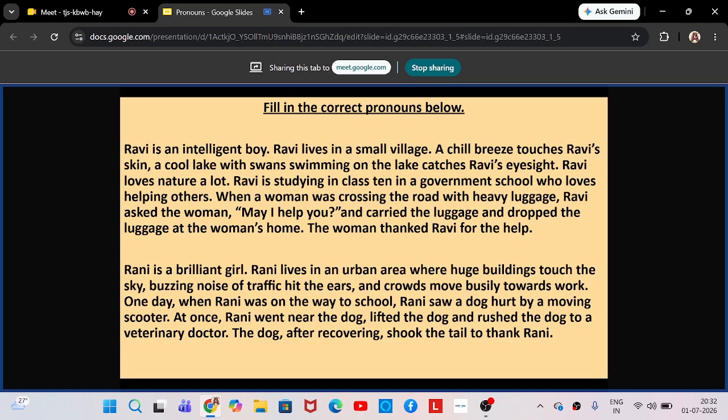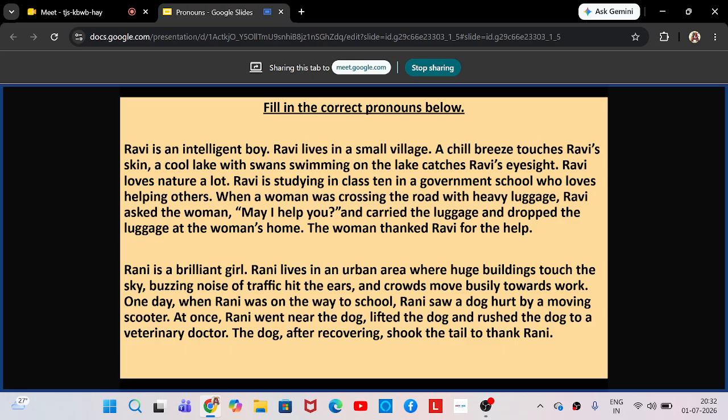And this is actually a simple worksheet where you have to fill in the correct pronouns below. Two paragraphs are given. Both of them are different. They are not connected to each other. What you have to do is, wherever the same noun is repeated, you have to change it using the right pronoun.